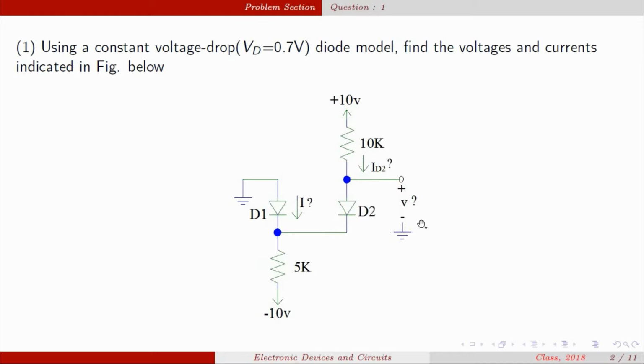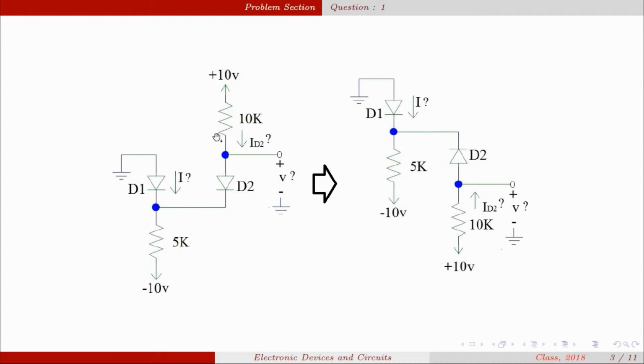For solving such problems, we have to rearrange the circuit diagram. Here we can see that this section is flipped vertically to form like this. There's no change, only some rearrangement is made. There will be no difference in current flow or voltages. We have just put this diode and resistor downwards.